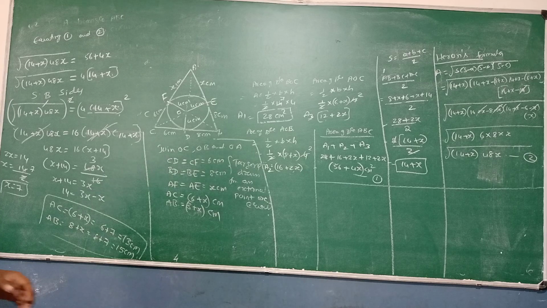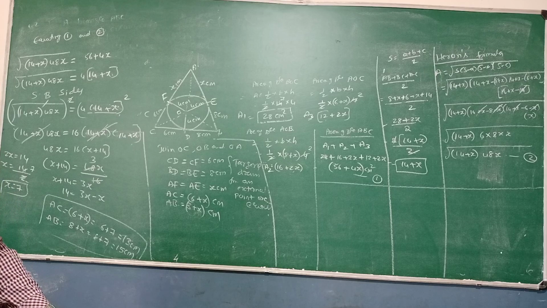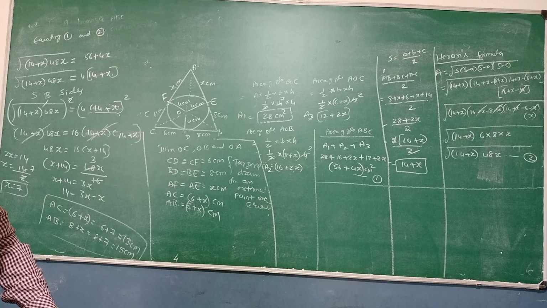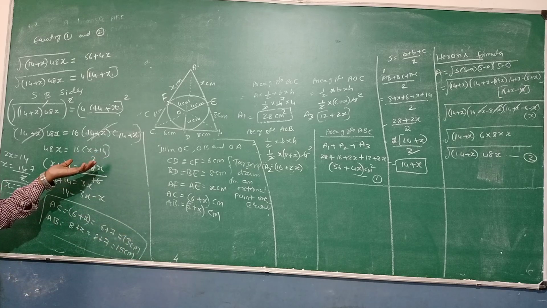Now, this is a very important question. A triangle ABC is drawn to circumscribe a circle of radius 4 cm such that the segments BD and DC, into which BC is divided by the point of contact D, are of length 8 cm and 6 cm respectively. Find the sides AB and AC. This is a problem very important from your examination point of view. So you may work out this problem. It is a little difficult to understand this problem.